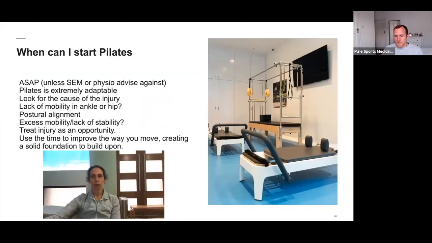Pilates is a holistic approach to movement. So even though we are looking at a knee injury scenario today, that does not mean I wouldn't be looking at the rest of the body. To answer the question, at what stage of the rehab process can one engage in Pilates? My answer is simply, as soon as possible, as long as you've cleared it with a sports doctor and physio.